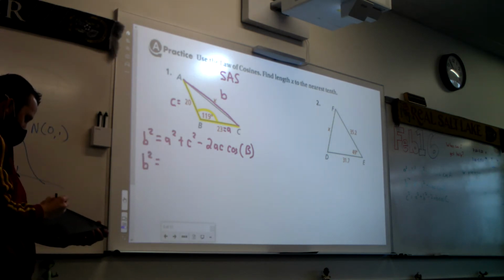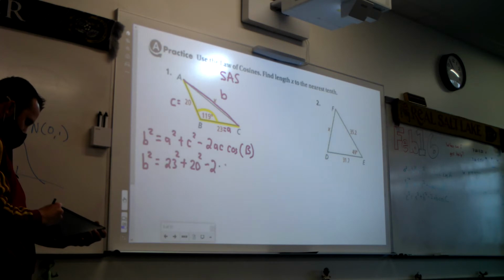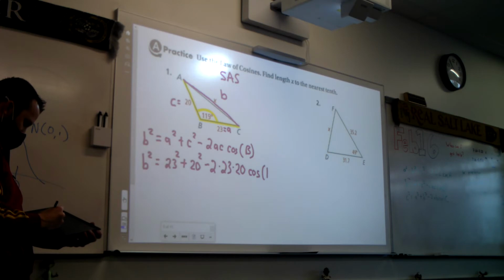Now notice A is going to be squared, so I'm going to put in 23 squared. C is 20, so I go up with that. And I have minus 2 times A, which is 23, times C, which is 20. And then I'm going to put in cosine of angle B, which is 119 degrees.